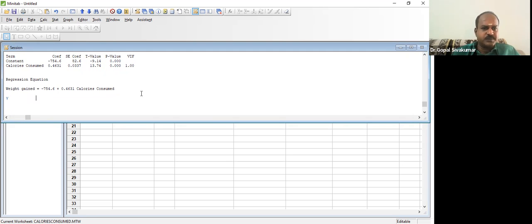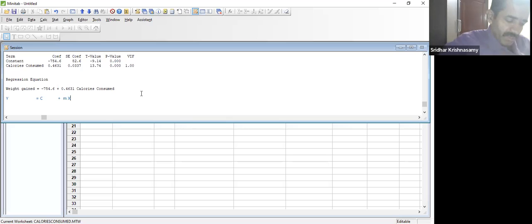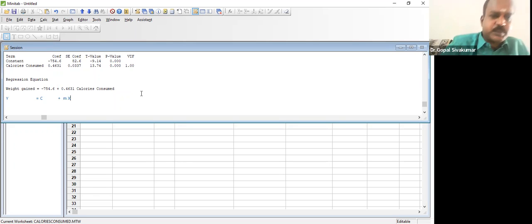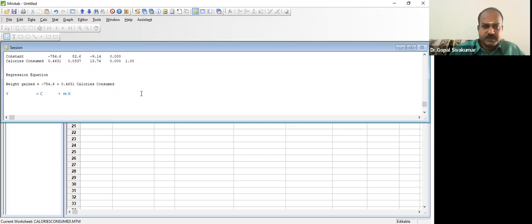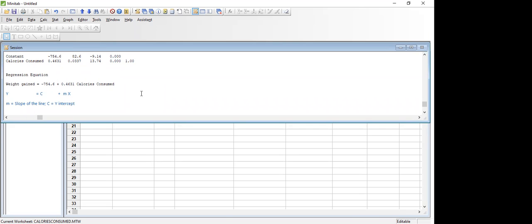y equal to... what is the equation format we said? This is the equation. Y equal to mx plus c, where m is the slope of the line. M is the slope of the line. C is the y intercept.